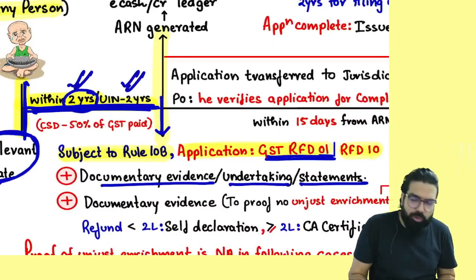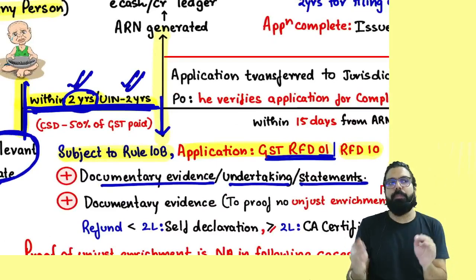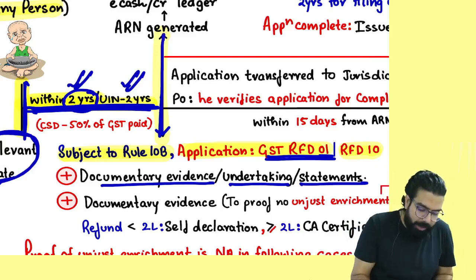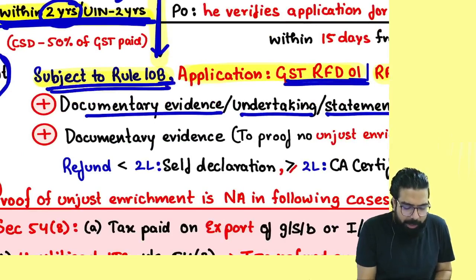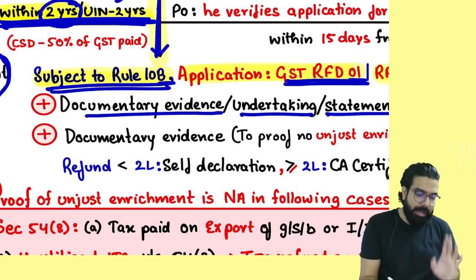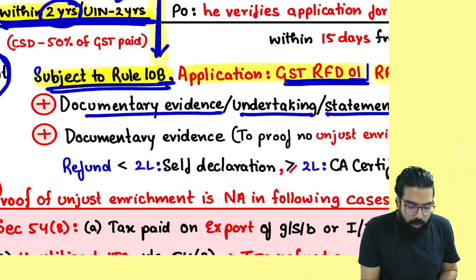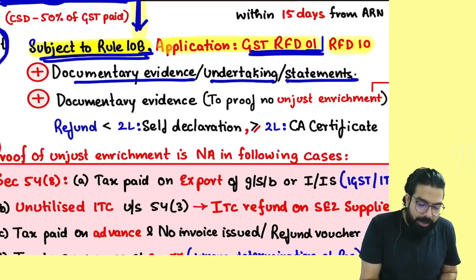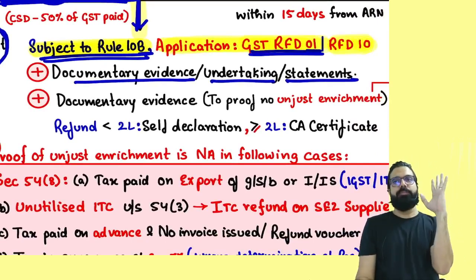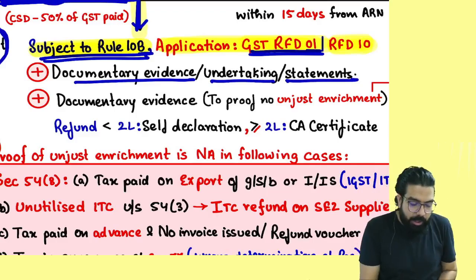And UN holder also should apply within 2 years, from the last day of the quarter. Always remember, you have to file your refund application. Refund application is always subject to Aadhaar authentication. Once you have done your Aadhaar authentication, please give an application in RFD 01 or RFD 10. Along with that, you have to give documentary evidence or undertaking or statement.